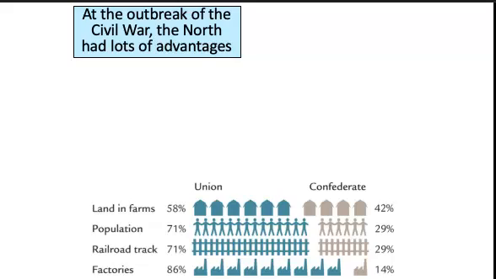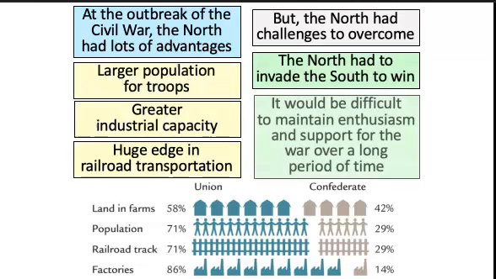If we look at the chart at the bottom, we can see some of the advantages the North had. For instance, they had more farmland than the South did. Even though the South was mostly agrarian, it's not like you can really eat cotton. I know Joy thinks that you can, but you can't eat cotton very well. They had a larger population. They had more railroad tracks, which is good for transportation. They had more factories. All of these are major things.